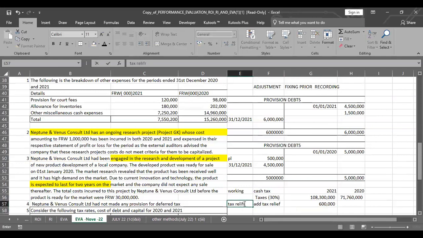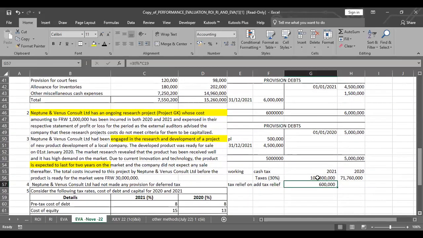Tax relief on interest. To explain that properly, tax relief on interest is what I'm trying to adjust here. Why am I doing that? Because we know usually they allow that expense. So this also will come from that area to be that figure.